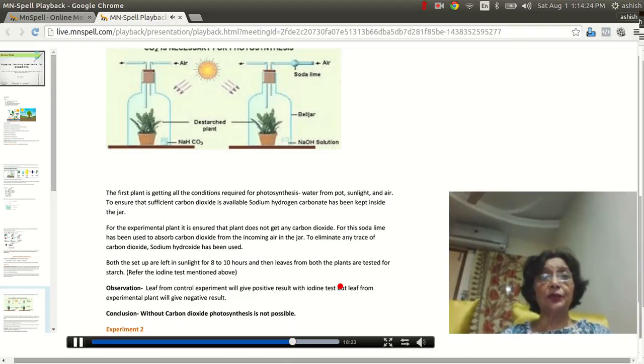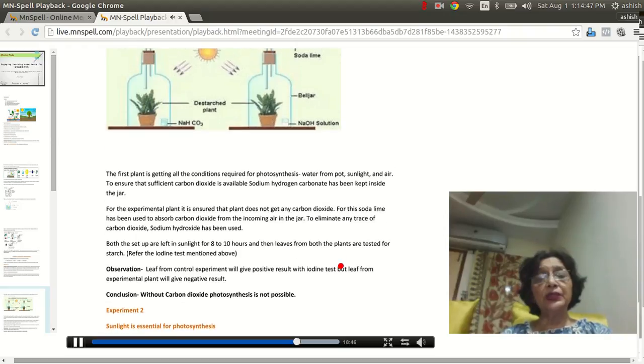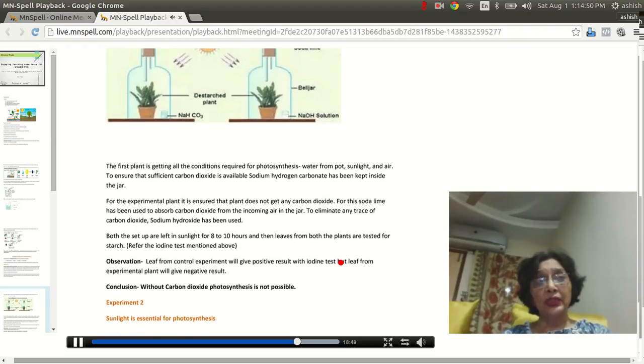Now both these plants will be kept in sunlight because I want to give them sunlight and water, but the only thing is, one plant I don't want to give carbon dioxide. This is kept for 8 to 10 hours in light, and then one leaf from the control plant and one leaf from the experimental plant is plucked and then tested for starch. How to do the testing of starch I have already explained earlier.